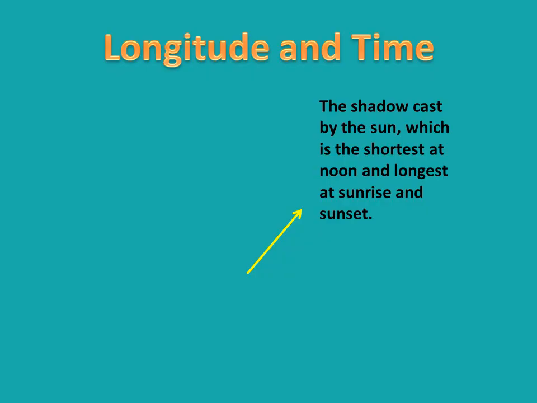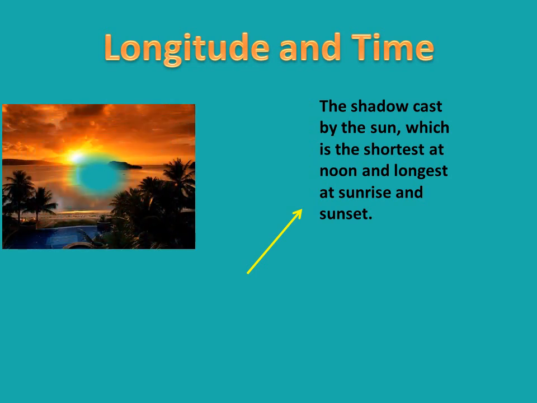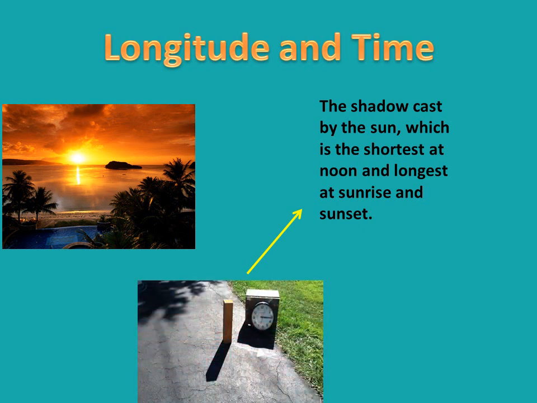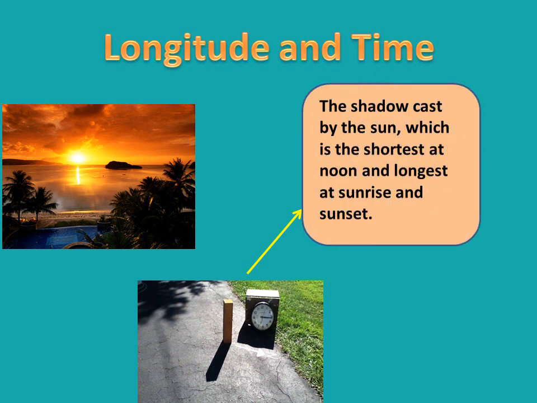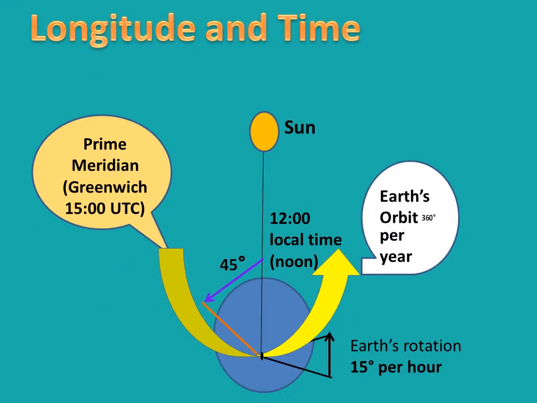Students, let us see what is longitude and time. Since it rises and sets naturally every day, the sun is the best timekeeper throughout the world. Local time can be roughly estimated by the shadow cast by the sun, which is the shortest at noon and longest at sunrise and sunset. Can anybody guess where do longitudes feature in measuring time?